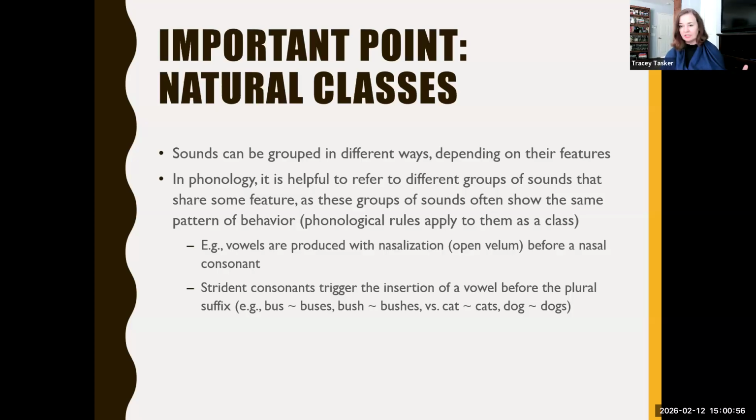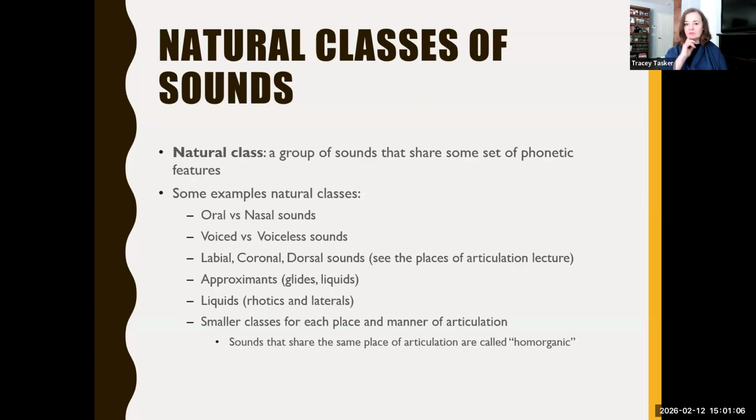And I talked about that in the first lecture. I think it's helpful to look at that chart that's in the book, because that will also help you when you're doing your transcription. So classes of sounds, we talk about oral versus nasal. We're going to talk in the next lecture about voiced and voiceless. We talked about places of articulation. We talked about rhotics and lateral liquids. So liquids is this natural class, but then within it is rhotic, the R sound, and lateral, the L sound.